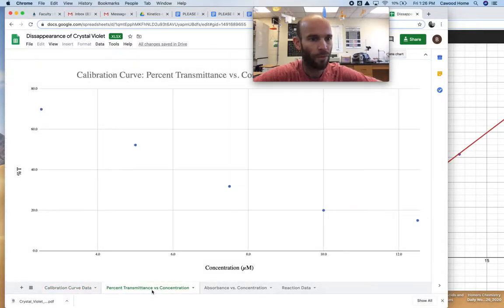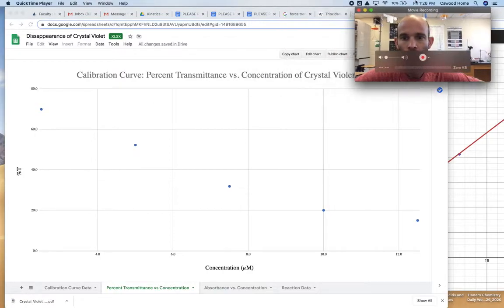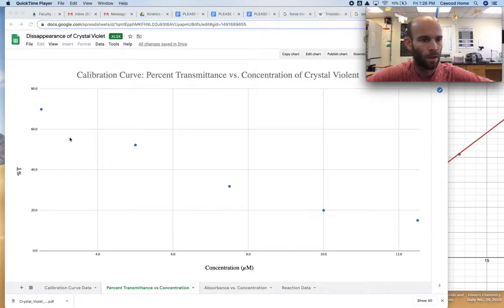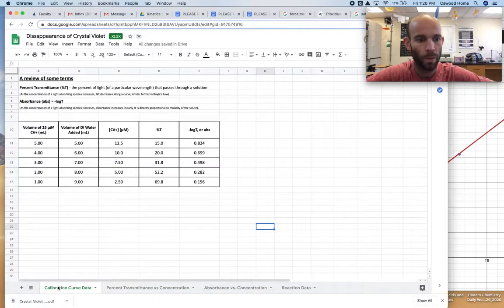So here's the graph of the percent transmittance and concentration. And we can see that as the crystal violet gets more and more concentrated, less and less of that orange-yellow light passes through. More of it's getting absorbed. And in fact, it's better to graph the absorbance versus concentration.